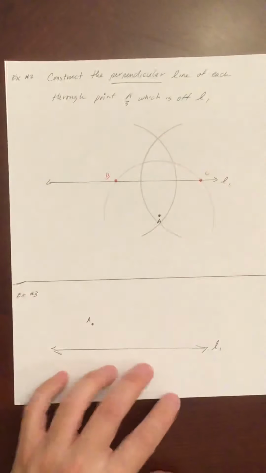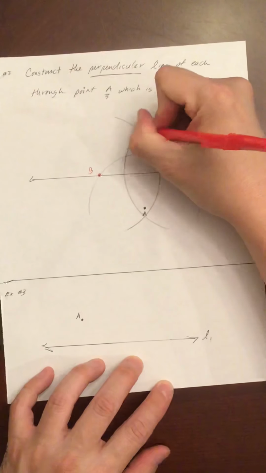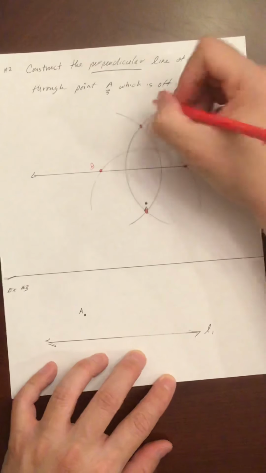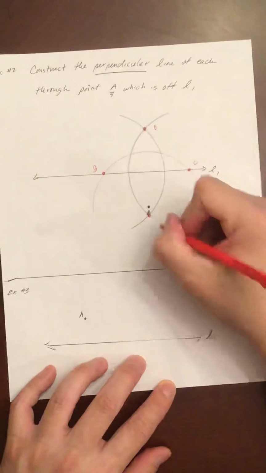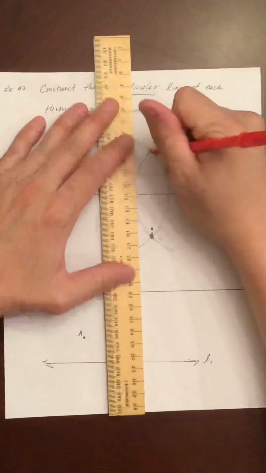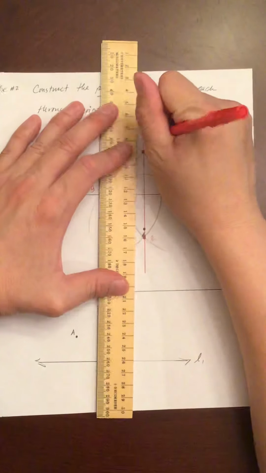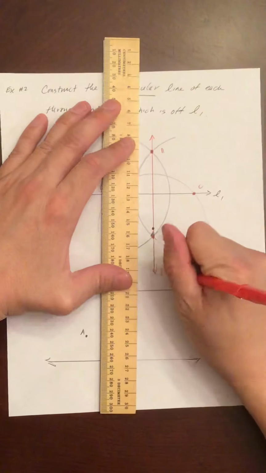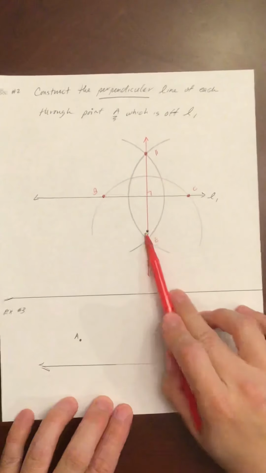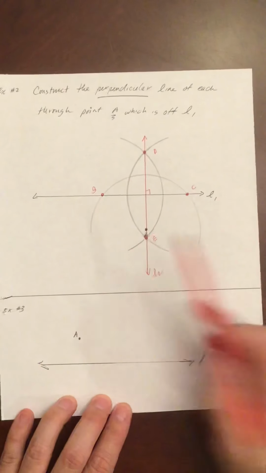When you do that, you're going to get a point of intersection above point A, and an intersection below point A. I'll label those D and E again. And so all you got to do now is connect D with E. And there you go. You have your line number 2, which is perpendicular to line 1, and it comes through point A, which is off the line.